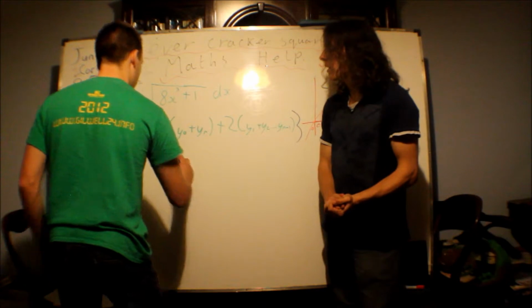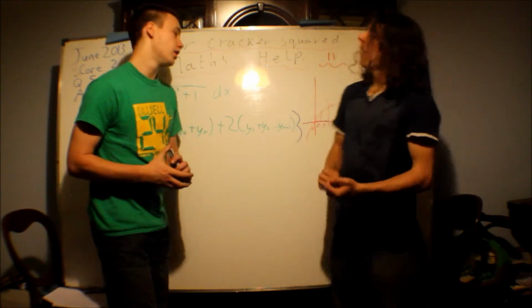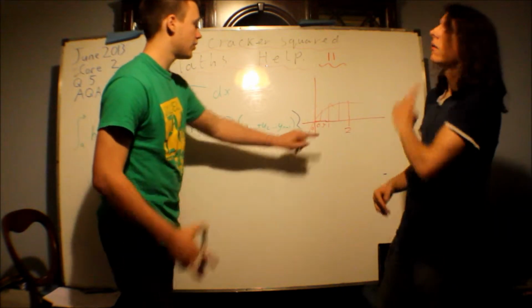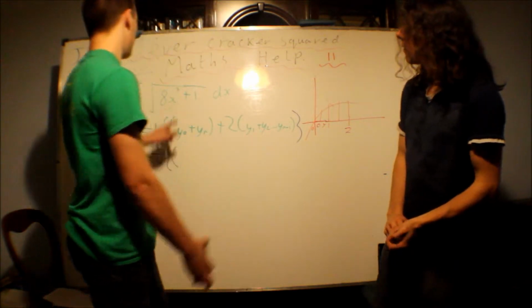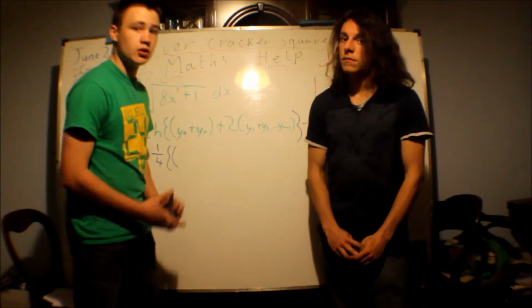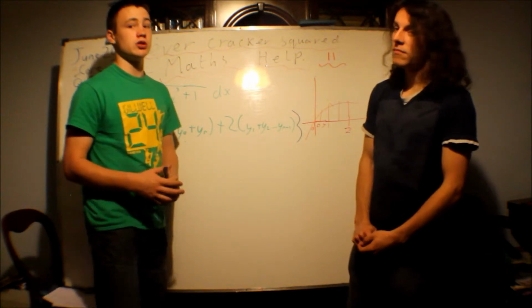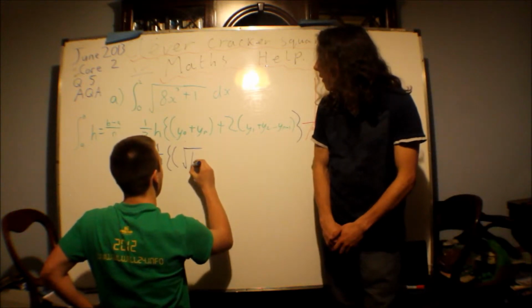So y0, this is the first ordinate. When we talk about these things, we have to talk about the x value on our graph. For the first ordinate, x is 0 in this case. So we have 0 cubed, which is 0, times 8, which is 0, plus 1 is just 1. Square root of 1 is just 1, but we'll write square root of 1 anyway.